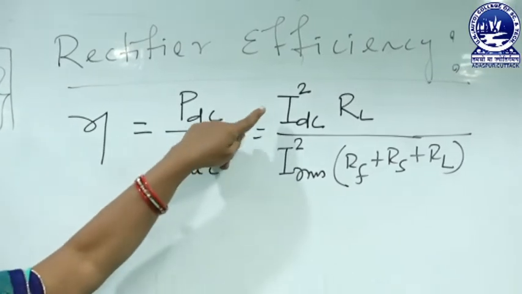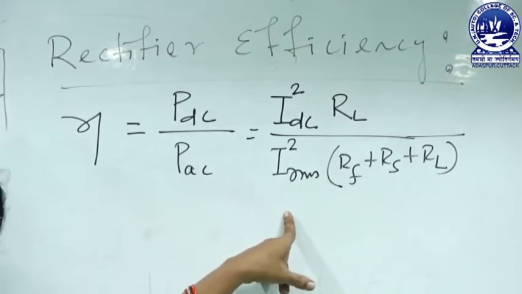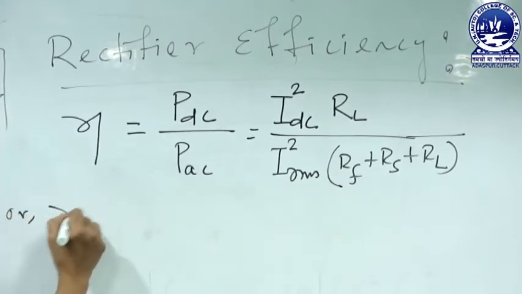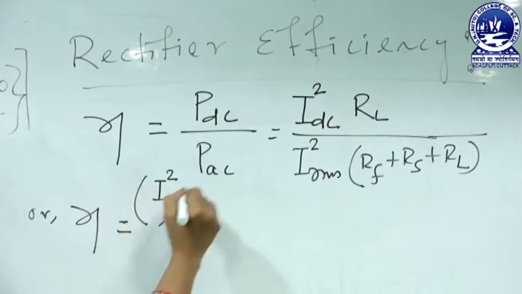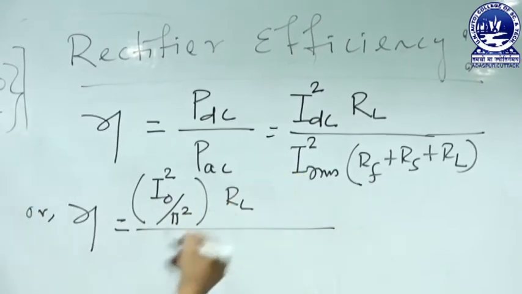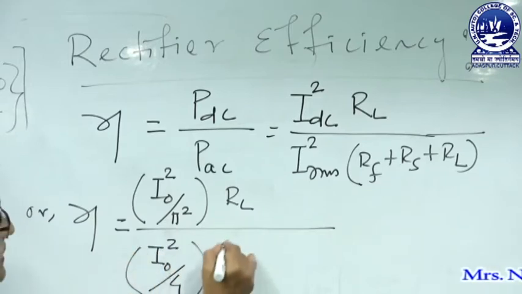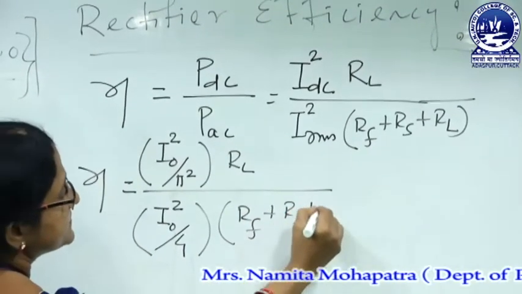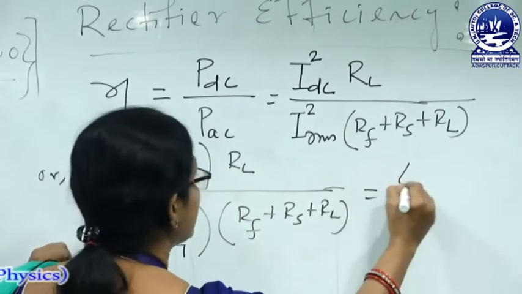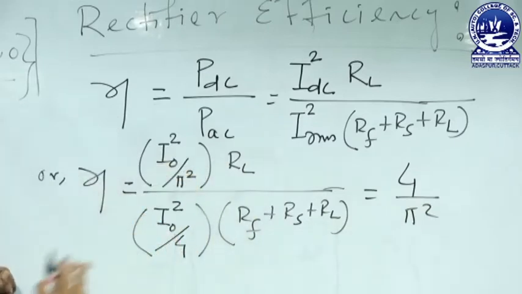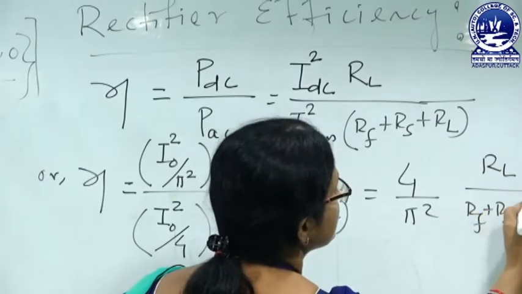Okay, but we already derived from equation 3 and equation 4 the values of I_DC and I_RMS. Now substitute all those values here. Eta equals I_0 squared by pi squared into R_L, divided by I_0 squared by 4 into the total resistance. When we solve this expression, we get 4 by pi squared, I_0 squared cancels, so R_L divided by (R_F plus R_S plus R_L).